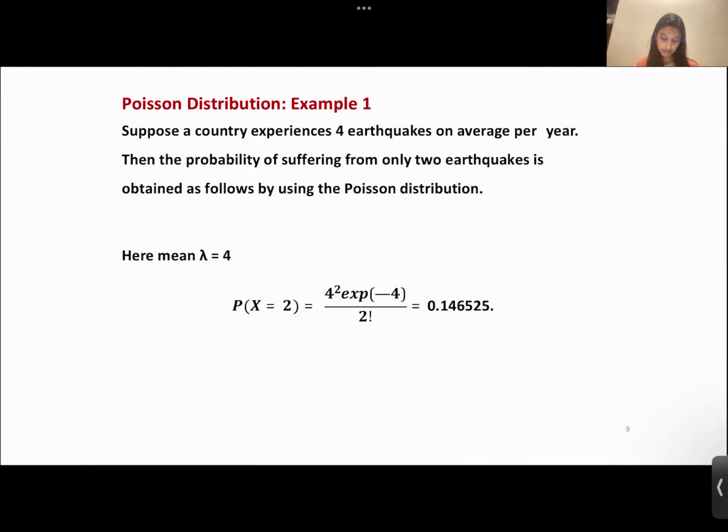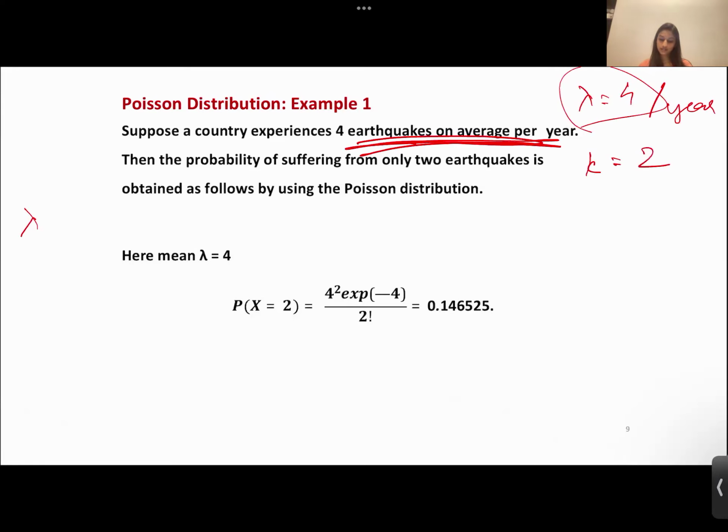Here's an example. Suppose a country experiences 4 earthquakes on average per year. This is the mean, so 4 earthquakes on average per year. Then the probability of suffering only 2 earthquakes, so here k is equal to 2, is obtained using this distribution.